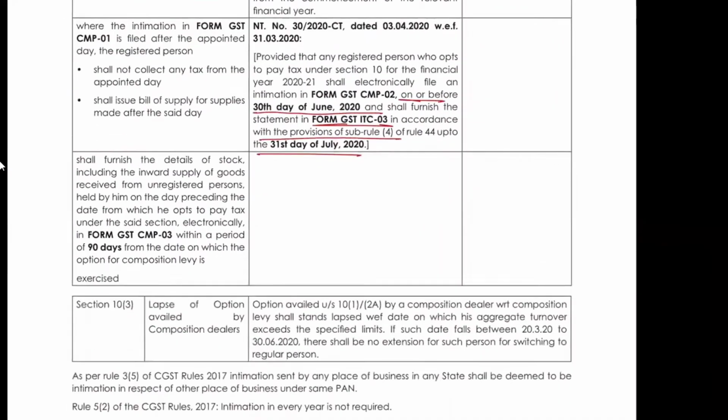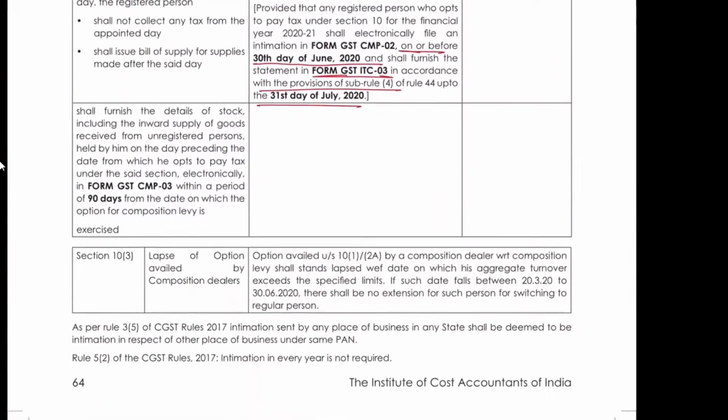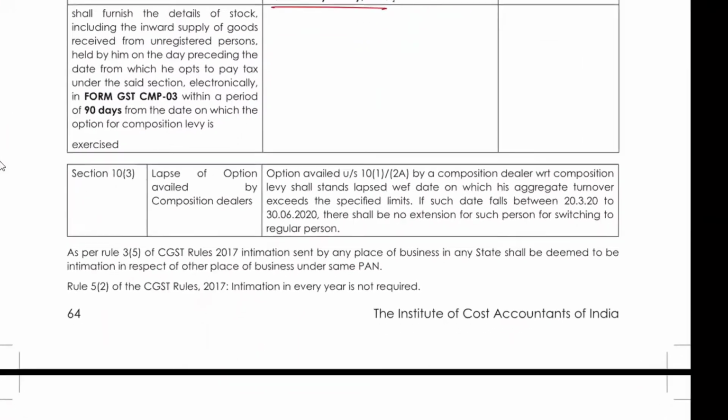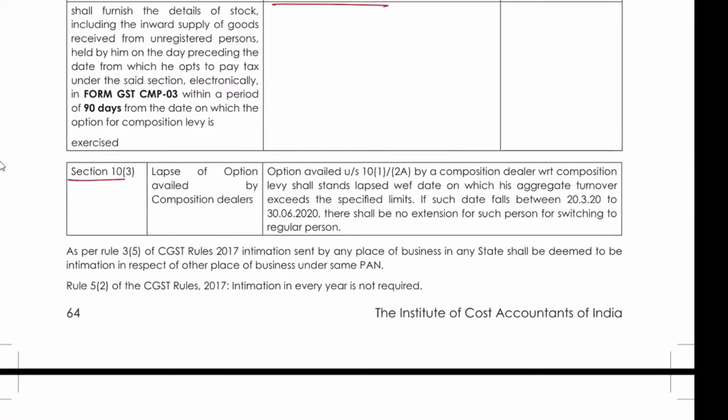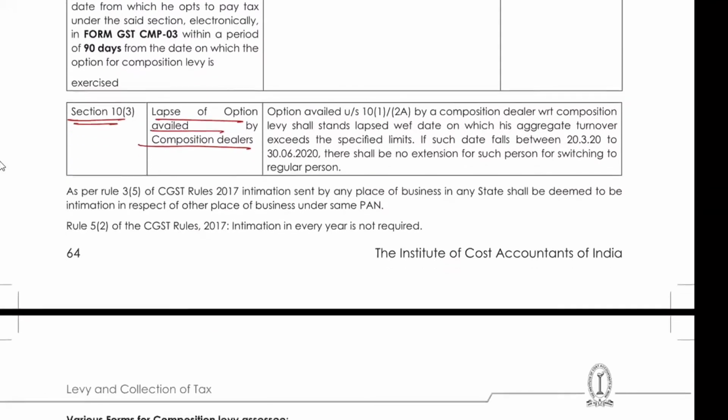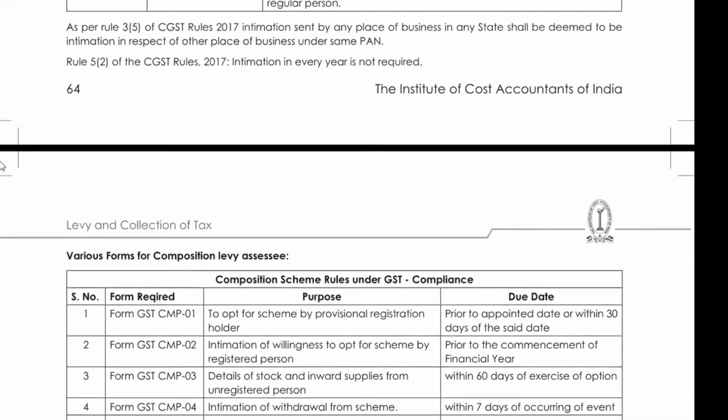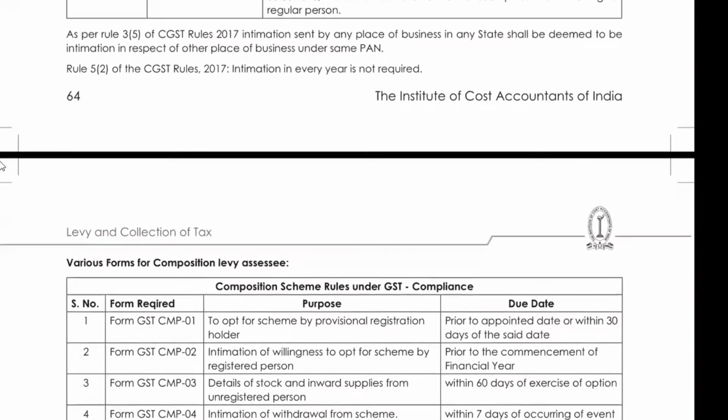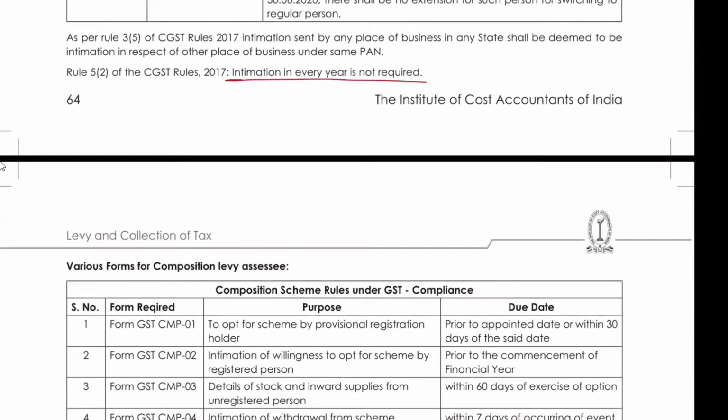Section 10 subsection 3, we have read that if any violation is done by the composition dealer, or if his aggregate turnover increases beyond the limit on the said date, he has to switch from the composition to the normal scheme. In the example also we saw that. Intimation every year is not required. Once you have filed the intimation form, every year you need not.